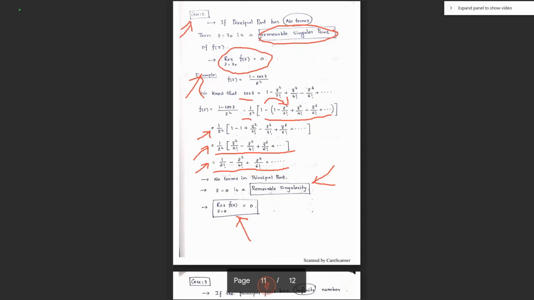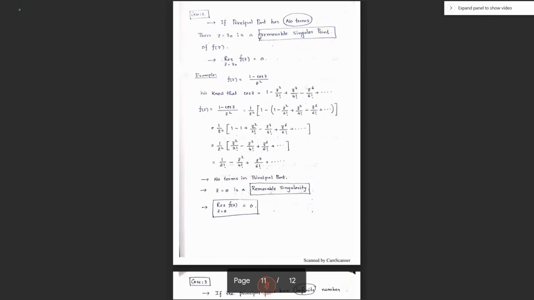Now if anybody has any problem, everybody got this? No problem, I think. Sir, what does removable singularity mean?